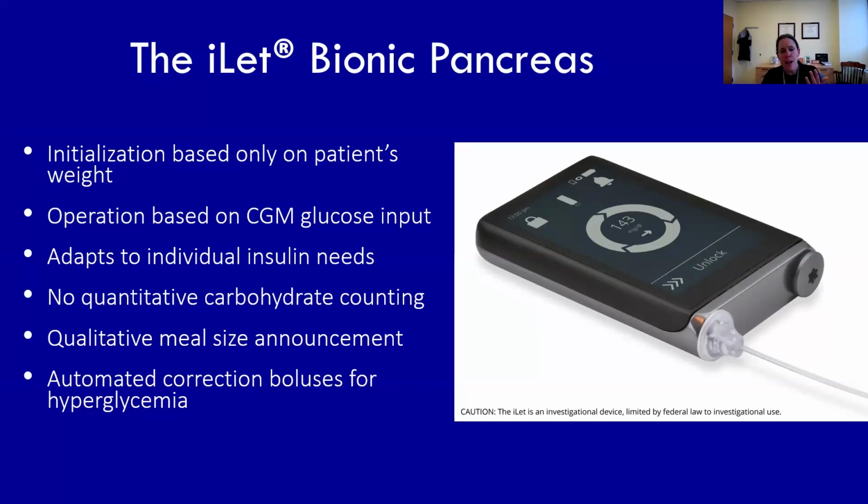There's no carbohydrate counting required. Instead, you can do qualitative meal size announcements: typical meal, less than typical, greater than typical. It takes away the need to do carb counting. And correction boluses are all automated, so even if the user wanted to give a correction bolus, they couldn't. It's really the most automated device that's available for now.